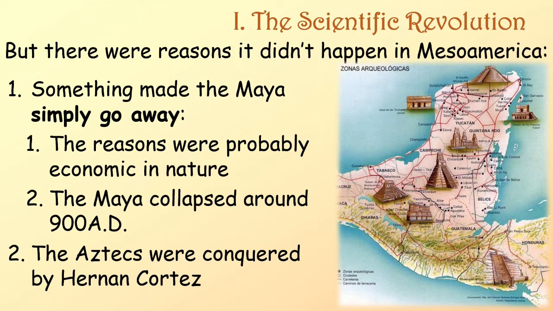Something made the Maya simply, well, not exactly go away, but regress quite a bit. The reasons were probably economic in nature, and the Maya civilization collapsed around 900 AD. They were still around, and they even had large cities, but they certainly weren't dominant when the European explorers conquered Mexico. The Aztecs were conquered, as you know, by Hernán Cortés.